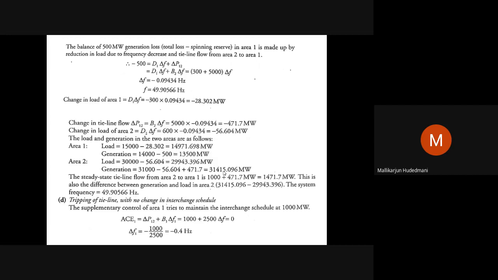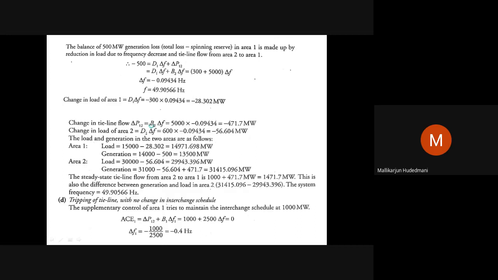If the frequency is not able to come back to zero deviation, at that time there is a synchronization between area 2 and area 1 to share the load from area 2 towards area 1, by which the frequency deviation can be brought to a steady value. So the last term, 471.7, is the share of load from area 2 because of area 1's loss, which was seen here. There is a change.